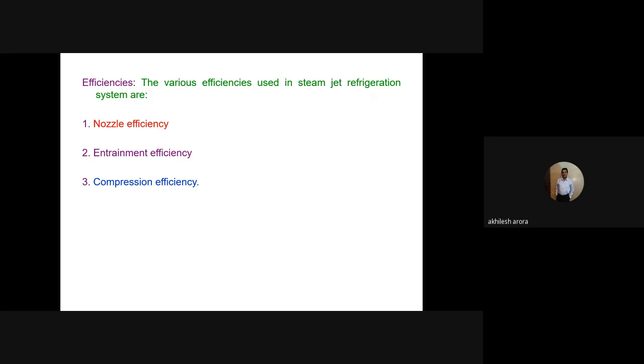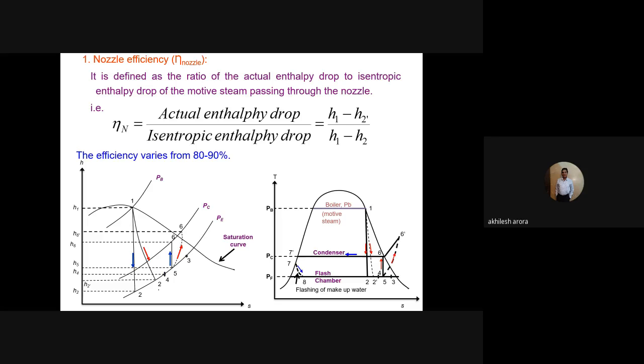Now these are some of the efficiencies which are important in this particular analysis. Which efficiencies are they? One is nozzle efficiency, then entrainment efficiency, and the third is compression efficiency. So let us talk about these efficiencies. Now nozzle efficiency. What is nozzle efficiency?